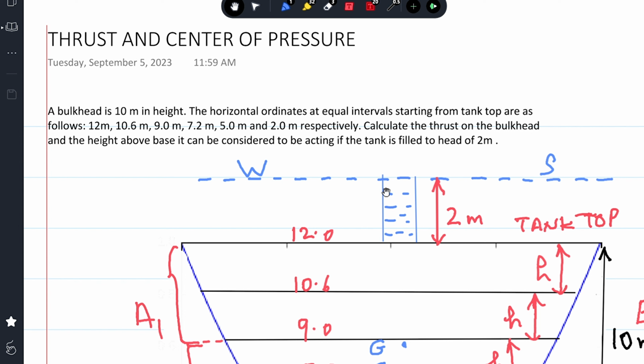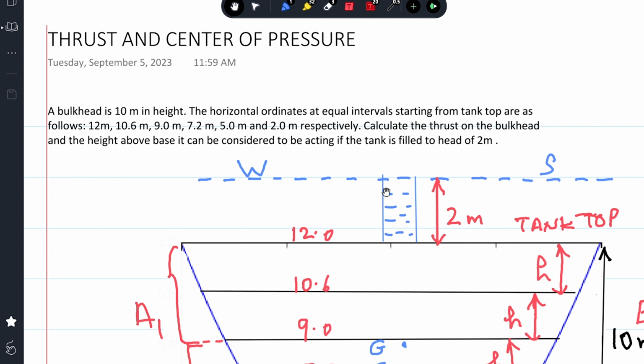Whereas for some reason the density of the liquid is missing, so we will assume salt water, and I will calculate assuming salt water. Maybe it was announced later in the examination hall. That doesn't matter. We have to see the working. So we need to know the thrust on the bulkhead and height above base. Above base is from the bottom, where this thrust is considered to be acting, and that means center of pressure.